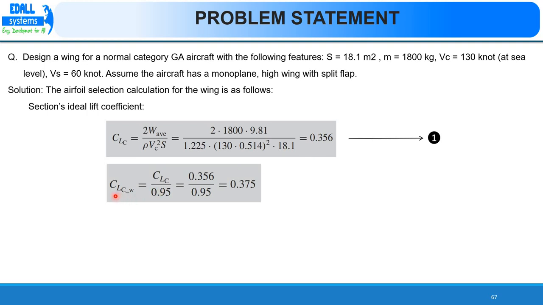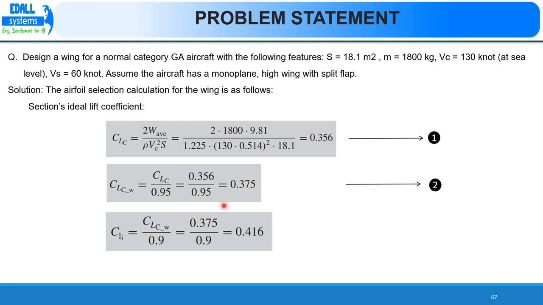Next, wing cruise lift coefficient CLCW equals cruise lift coefficient divided by 0.95. Substitute this value here and you will get the wing cruise lift coefficient as 0.375. Finally, ideal lift coefficient CLI equals wing cruise lift coefficient divided by 0.9. Substitute this value here. After solving this equation, you will get ideal lift coefficient for the wing as 0.416.